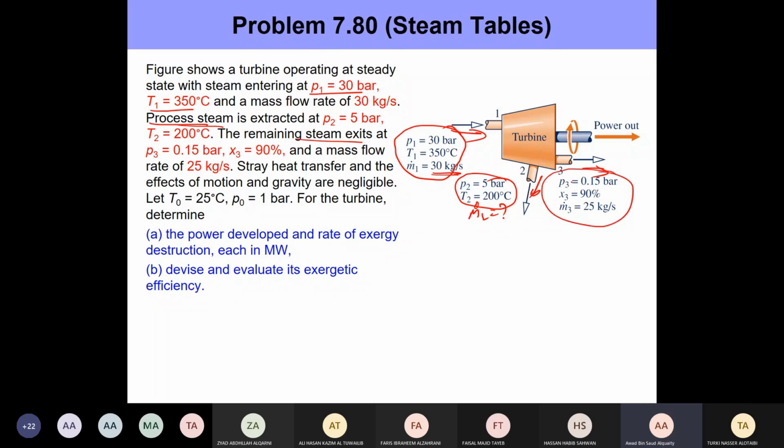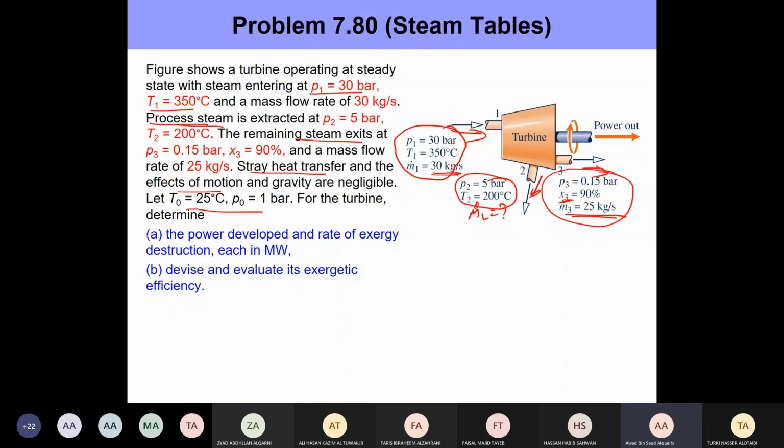Okay, so these are the values given. Pressure is given, temperature is not given, but the quality is given, and the mass flow rate is again given here. So we know how much is coming in at state 1, how much is going out at state 3. We know the conditions of what's going out at state 2, we just don't know its mass flow rate. Stray heat transfer and effects of motion and gravity are negligible as always, so we're saying that it's an adiabatic turbine.